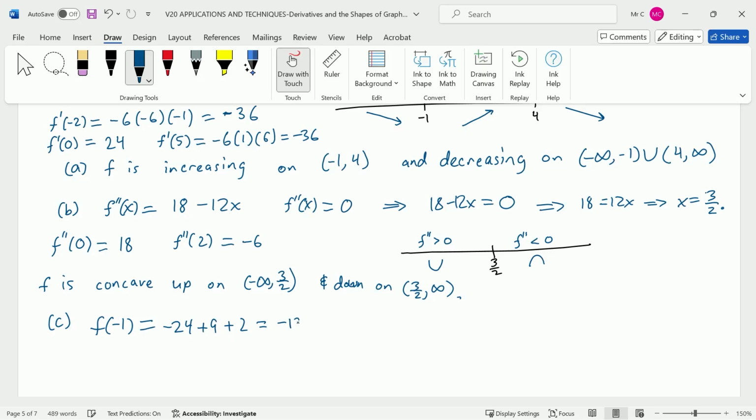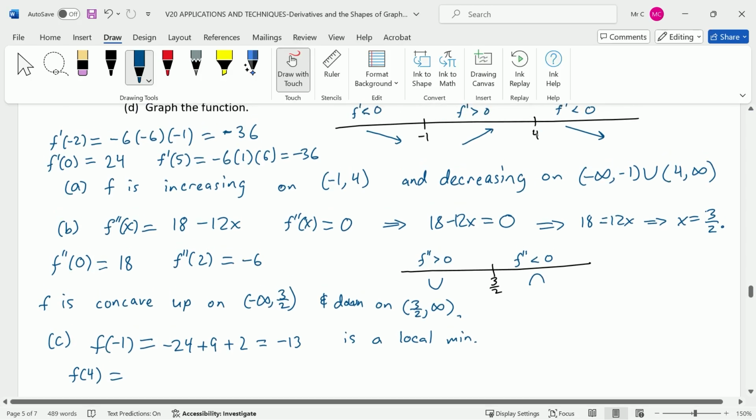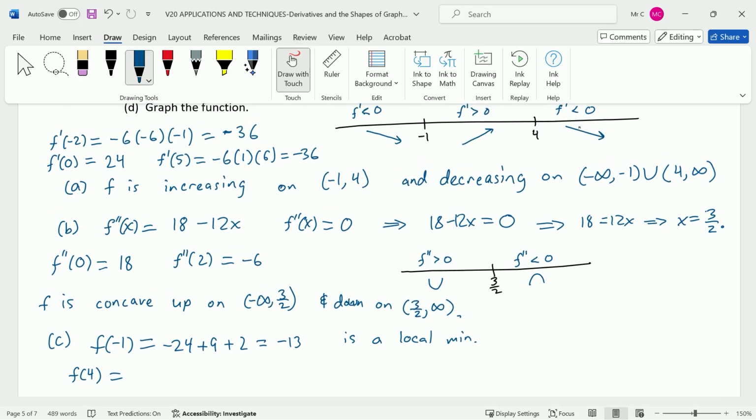So that's going to be -13. And this is a local minimum. On the other hand, if we look at f of 4, at 4, the function is going from increasing to decreasing. So that's going to be a local maximum.